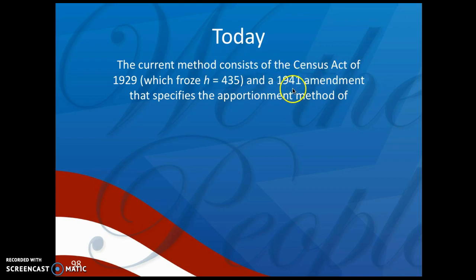And then a couple years later, in 1941, an amendment was passed that specified the method to be Huntington-Hill. So right now, or in the last 80, 90 plus years, house size is fixed at 435, and we've been using the Huntington-Hill method to allot the apportionment. So Huntington-Hill we haven't talked about yet in this video series. They were both mathematicians. Huntington was a mathematician, Hill was a statistician, and they proposed what I'm going to call a unitless way of rounding.